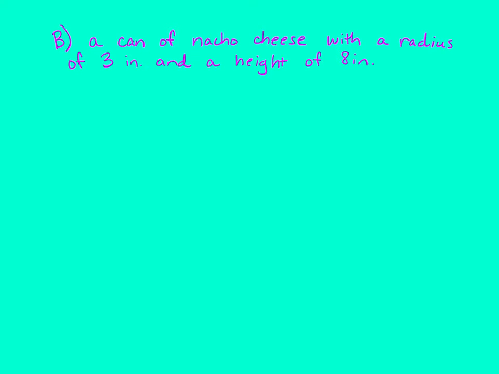Part B. We have a can of nacho cheese with a radius of 3 inches and a height of 8 inches. So we'll start by drawing a picture. And after drawing your picture, you can go ahead and go to the formula. Volume equals base area times height. In this case, our base area is the area of a circle. So the area of a circle is pi r squared. Then we multiply by the height of the cylinder. And so when we plug in, we've got 3.14 times 3 squared times 8.